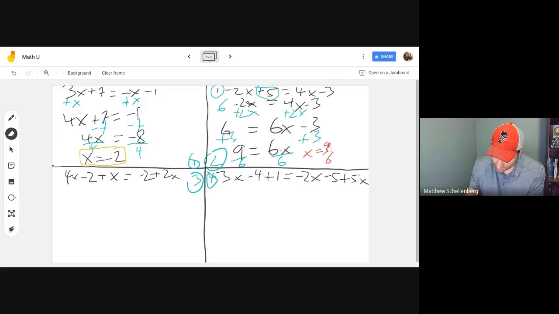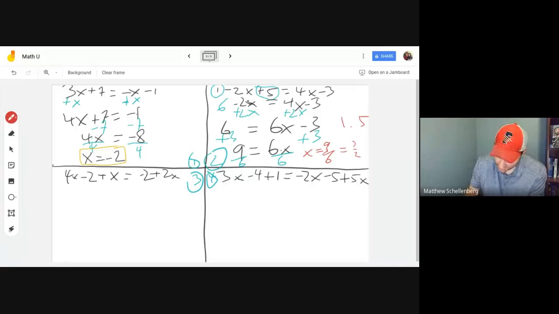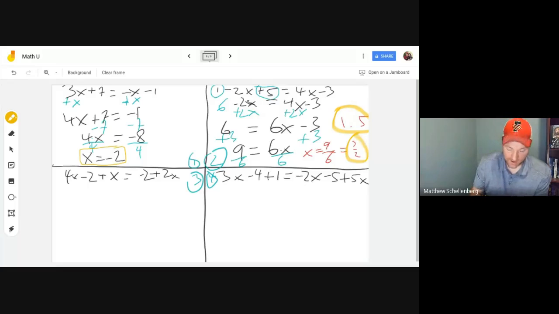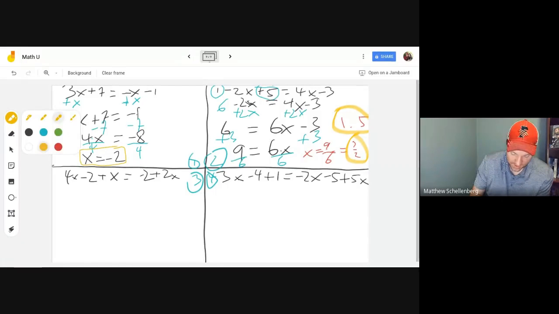Let me fix that. Looks kind of messy. I can rewrite that as 3 over 2 or 1.5. So that is the answer to number 2. Either 1.5 or 3 over 2. Okay, number 3 was a little trickier.